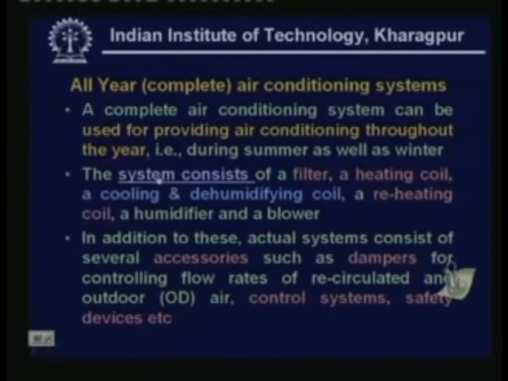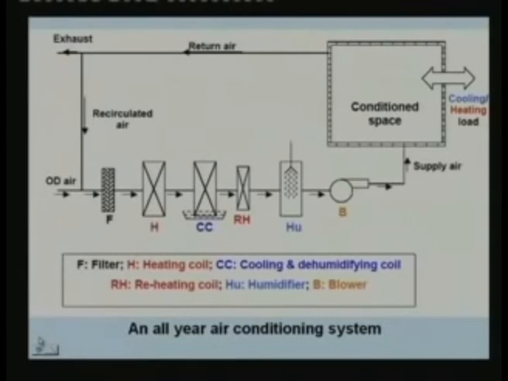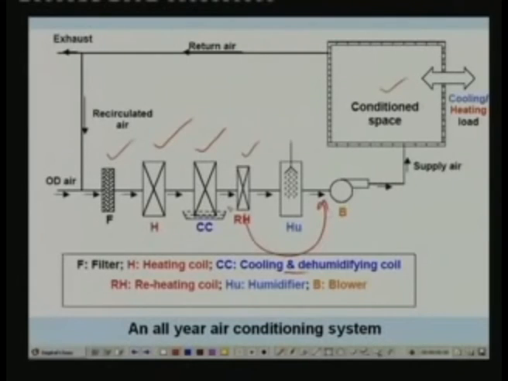So, let me quickly show a schematic of a complete all year air conditioning system. This is a typical all year air conditioning system. This is your conditioned space, and you have a filter for purifying the air, a heating coil, a cooling and dehumidification coil, and a reheater. Of course, the reheater can be here or it can be here, and you have a humidifier and a blower for circulating the air, right.